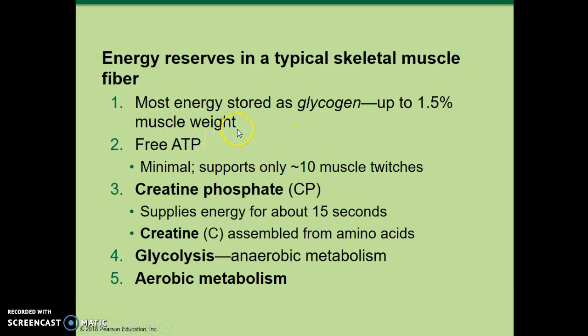but not a lot. There's also going to be this compound called creatine phosphate that is produced when there's excess ATP. Another source of energy would be the glycolysis, that anaerobic metabolism, which only provides 2 ATP, and then the aerobic metabolism. So there are quite a few things that will produce energy for the muscle cell.